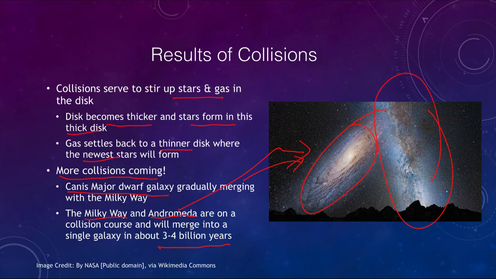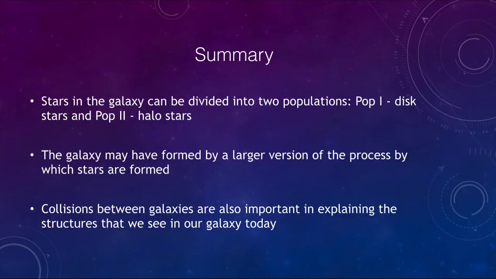So let's finish up as we do with our summary. And what we find is that first of all, we talked about two different types of stars. We had the population 1 stars in the disk and the population 2 stars in the halo. We think that galaxies could have formed by a larger version of the process by which stars formed, but also that collisions are very important. Collisions between galaxies are really important for explaining the structures that we see in our galaxy today.